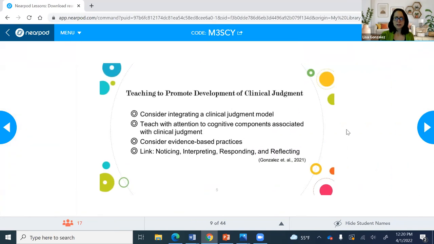So then I just wanted to bring up a few points again about teaching to promote development of clinical judgment. So one, and again, some of this was found in the Tayo McCurry review.